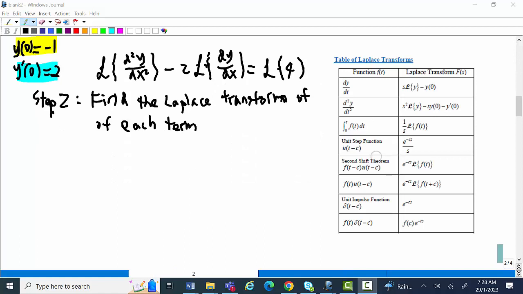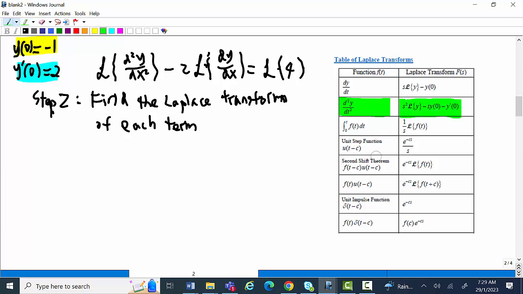Now, step 2. Find the Laplace transform of each term. Where can you find them? It's in the formula card here. First, we find the Laplace transform of d²y/dx², which is in this formula. The Laplace transform of d²y/dx² is s squared Laplace transform of y, minus s times y(0), minus y prime at 0.